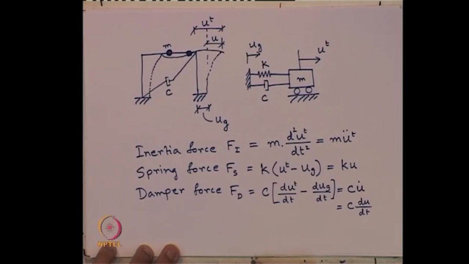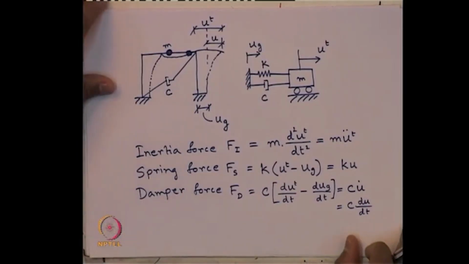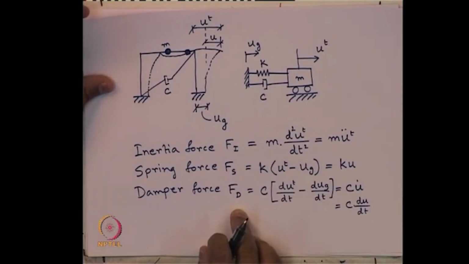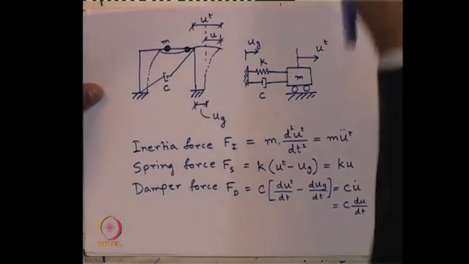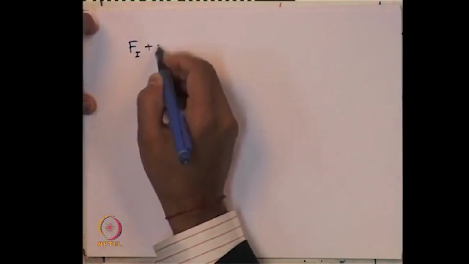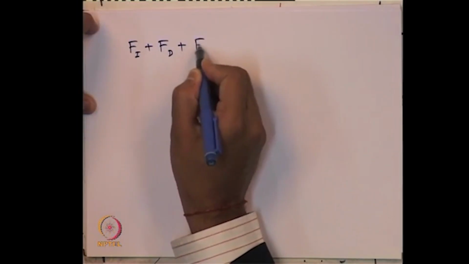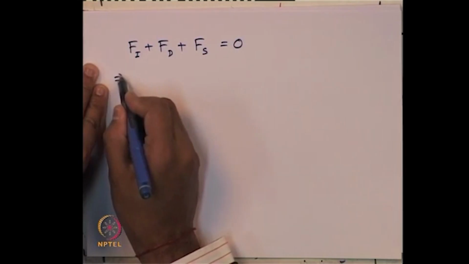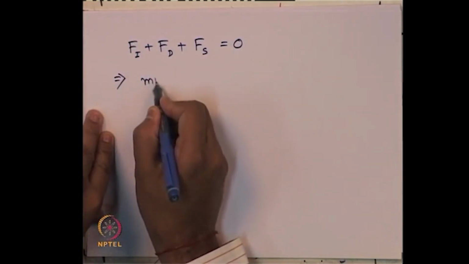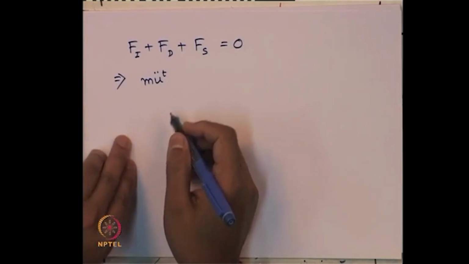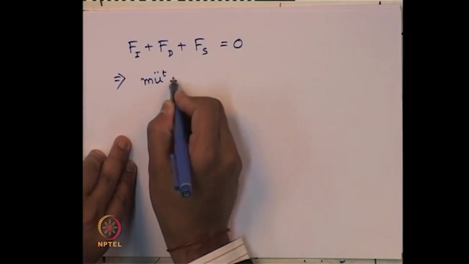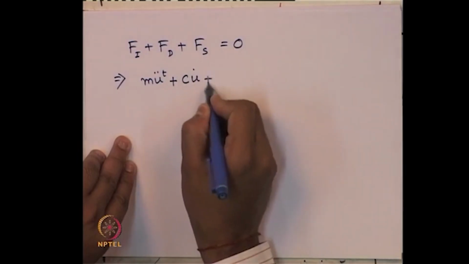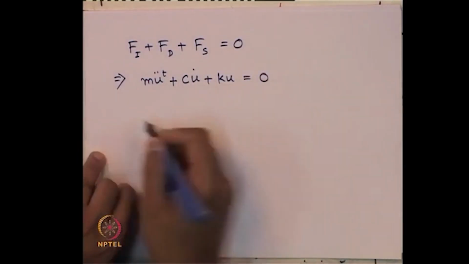Okay. Now, what D'Alembert's principle says is that all the forces will be in equilibrium, right. So, if all the forces are in equilibrium, we can easily write here that f I plus f d plus f s equals 0, using D'Alembert's principle. That gives us m u t double dot, the acceleration on total displacement, plus c u dot plus k u equals 0.